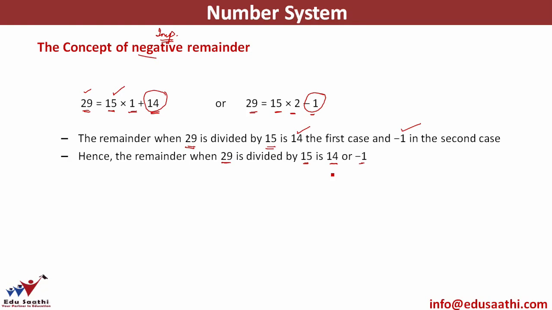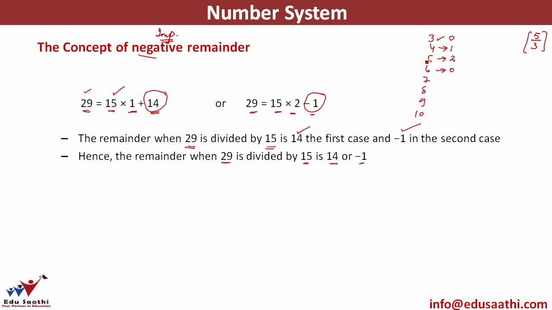So a negative remainder can always be written as a positive remainder, and a positive remainder can always be written as a negative remainder. Let me take a smaller example and help you understand this. I'm writing down some consecutive numbers. When I'm dividing 3 with 3, obviously the remainder would be 0. When I'm dividing 4 with 3, the remainder would be 1. When I'm dividing 5 with 3, the remainder would be 2. This would give me remainders of 0, 1, 2, 0, 1, 2, and so on.